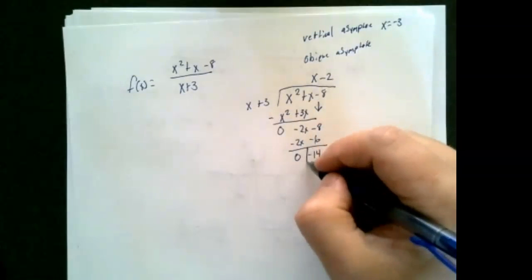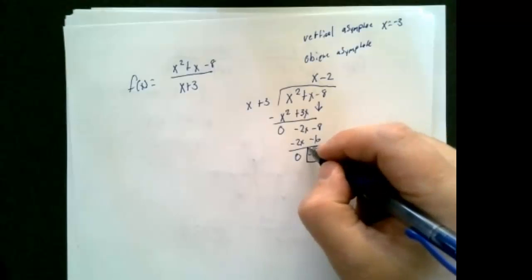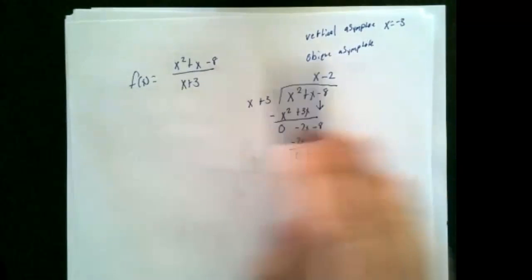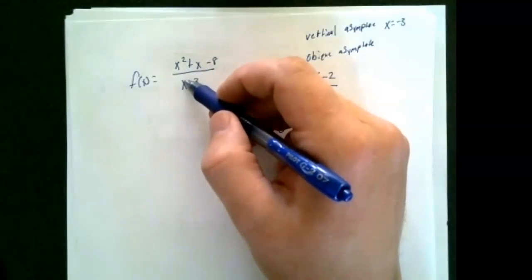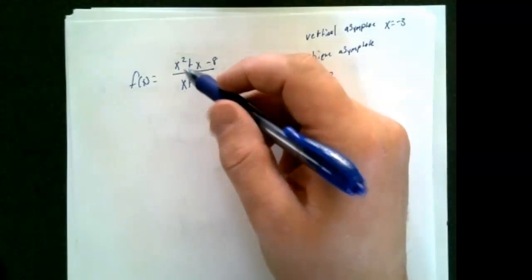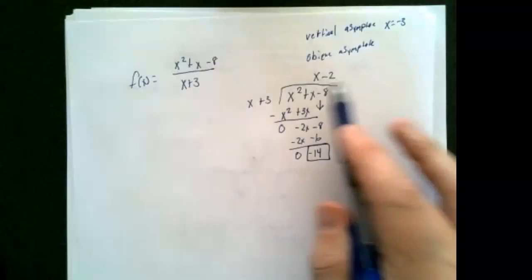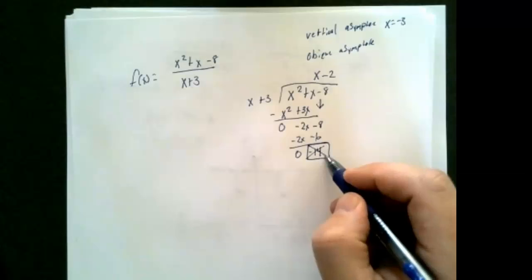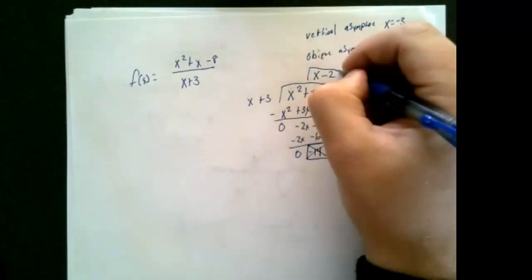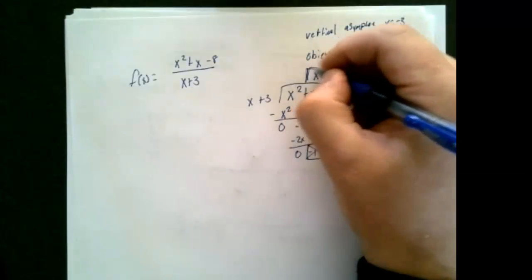Okay, the key thing. Since it fit the form for an oblique asymptote, because the degree of the numerator was exactly 1 larger than the degree of the denominator, when I do my long division, I don't care about the remainder. I care about this x minus 2.